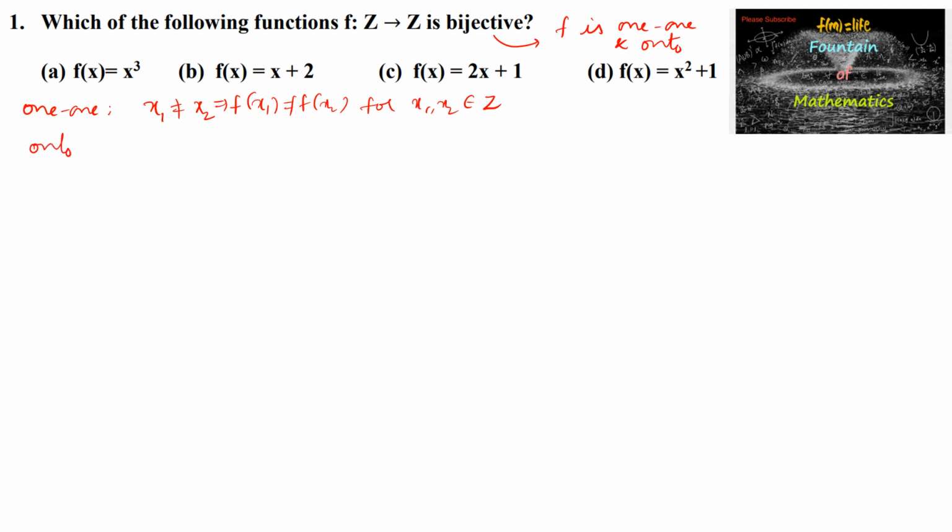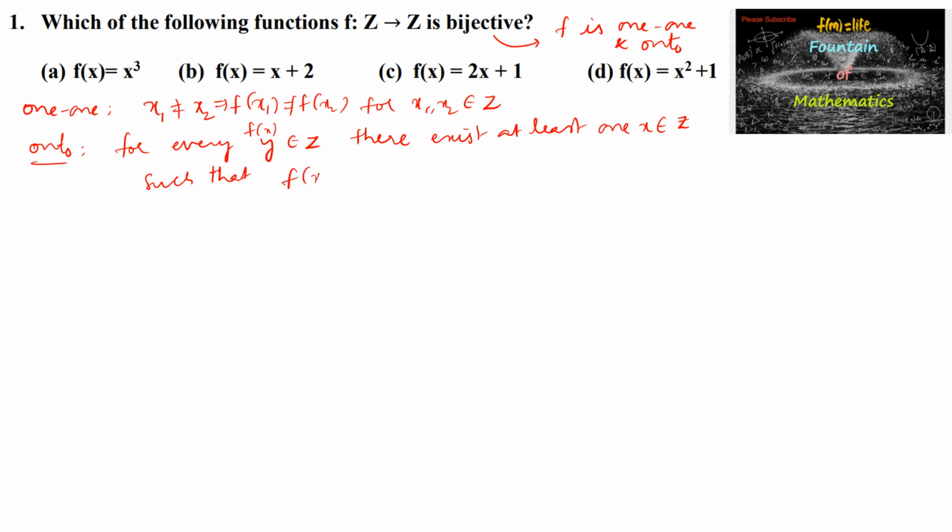And coming to the onto condition: for every y belongs to Z, there exists, y is nothing but f of x. For every y belongs to Z, there exists at least one x belongs to Z, such that f of x is equal to y. Means y is the image of that element.